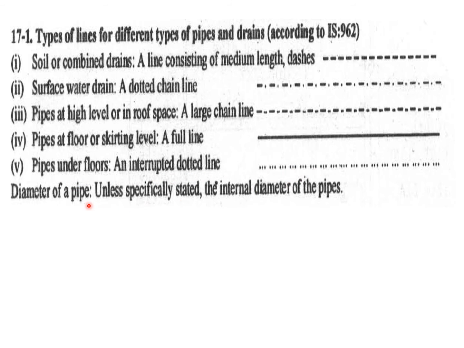Then the diameter of the pipe should be mentioned, unless otherwise specified. The diameter of the pipe should also be mentioned by means of a circle with a cross symbol. A circle with a size symbol can be used to mention the diameter of pipes. All these notations are according to IS 962. IS 962 talks about the different types of lines for pipes and drains.